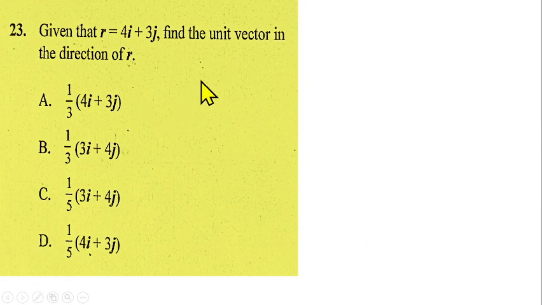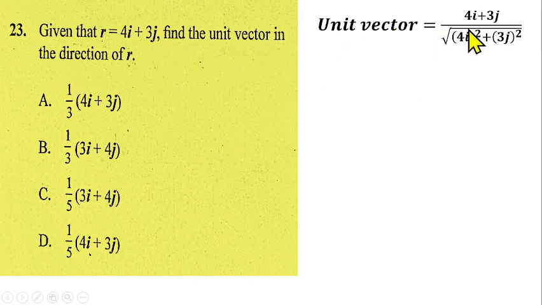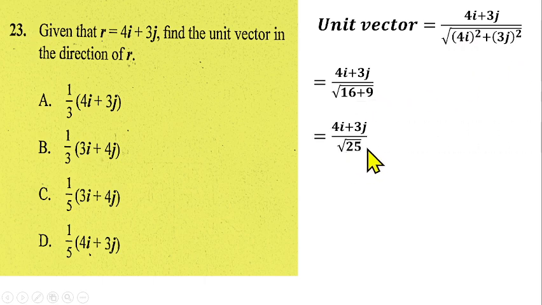Question number 23 is from vectors. You are given that vector r equals 4i plus 3j. Find the unit vector in the direction of r. The unit vector will be the vector divided by its magnitude. So that means you will be having 4i plus 3j over the square root of 4 squared plus 3 squared. So 4 squared will give us 16 plus 3 squared will give us 9. So that should give us 4i plus 3j over square root of 25, and the square root of 25 is 5. So that will give us 1 over 5 into 4i plus 3j.